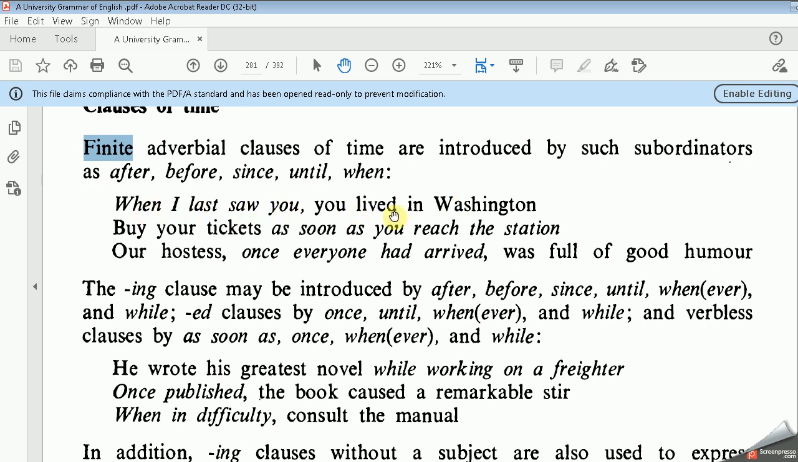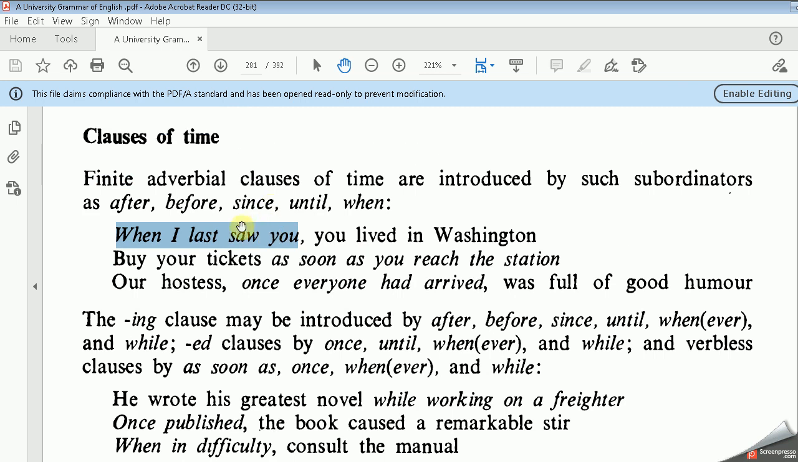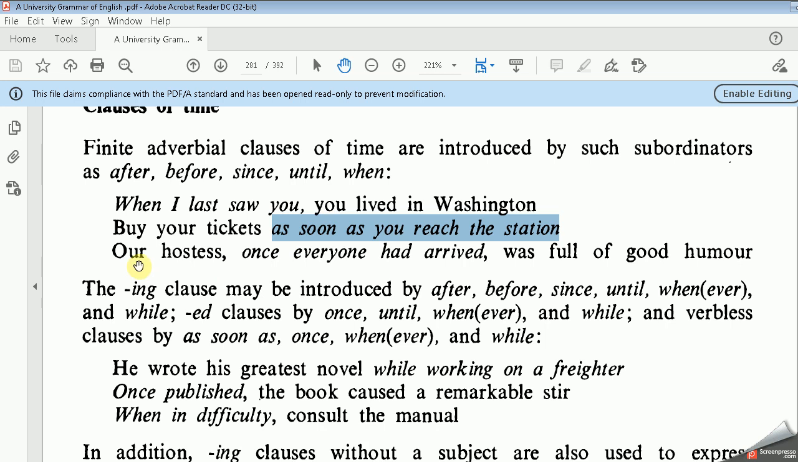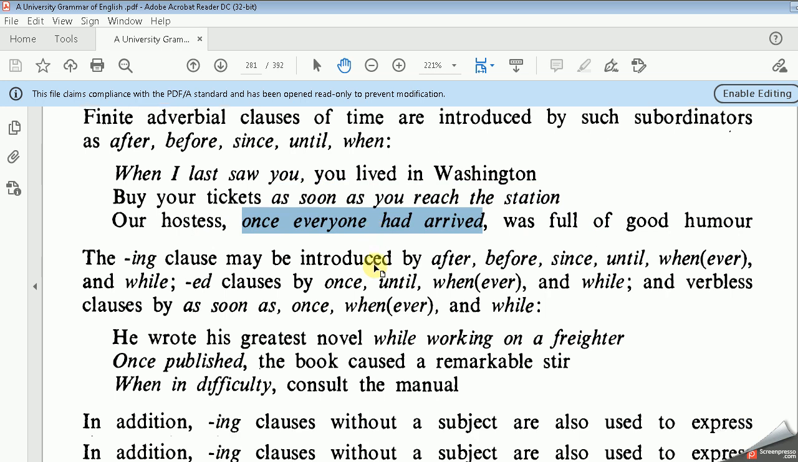When I last saw you, you lived in Washington. So this is an adverbial clause that indicates time. Buy your tickets as soon as you reach the station. So this is an adverbial clause to indicate time. Our hostess, once everyone had arrived, was full of good humor. So this is an adverbial clause that indicates time.